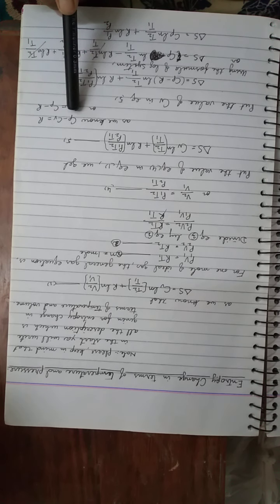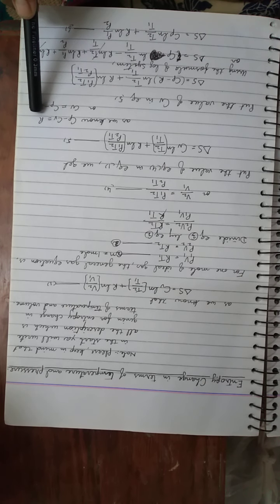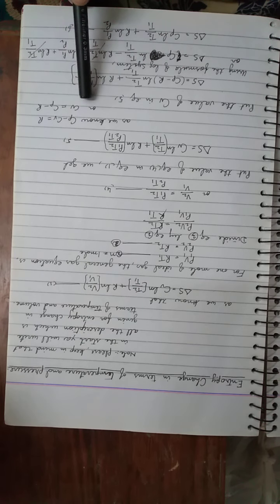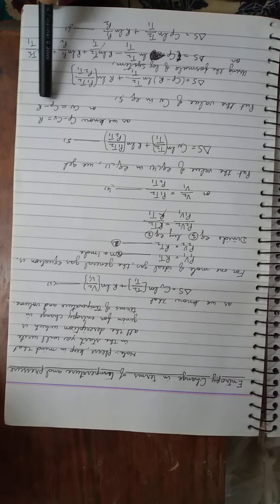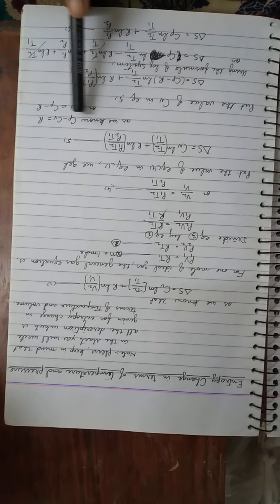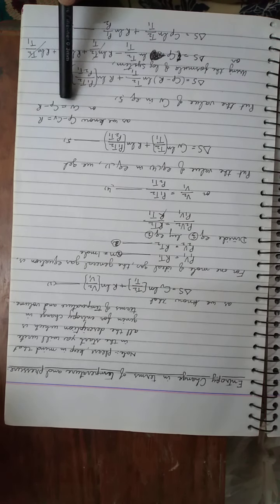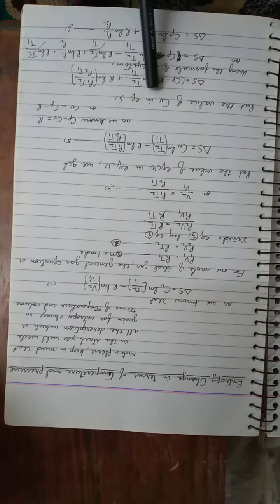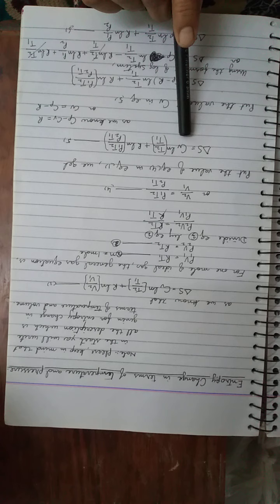As we know, Cp minus Cv is equal to R. As I have told you yesterday, Cv can become equal to Cp minus R by multiplying this equation by minus. Cv is equal to Cp minus R. Put the value of Cv in equation 5 here at this point.